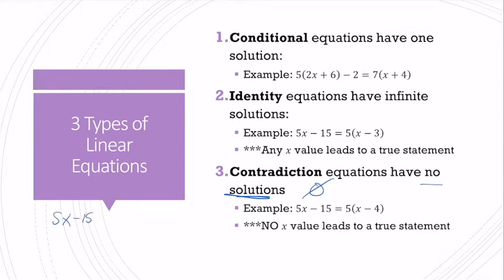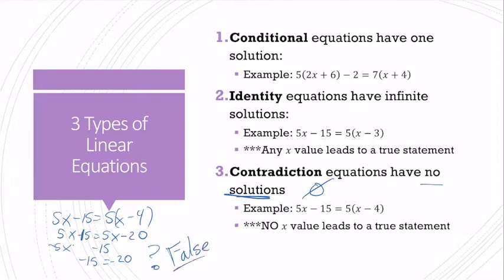Let's see what happens. I have 5x minus 15 equals 5 times x minus 4, so 5x minus 20. If I go ahead and subtract 5x from both sides, I get negative 15 equals negative 20. Is this a true statement? No, this is a false statement. Negative 15 does not equal negative 20.